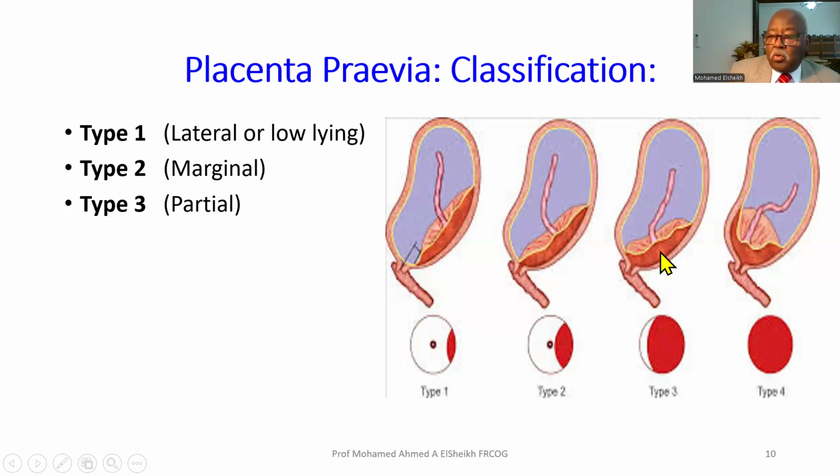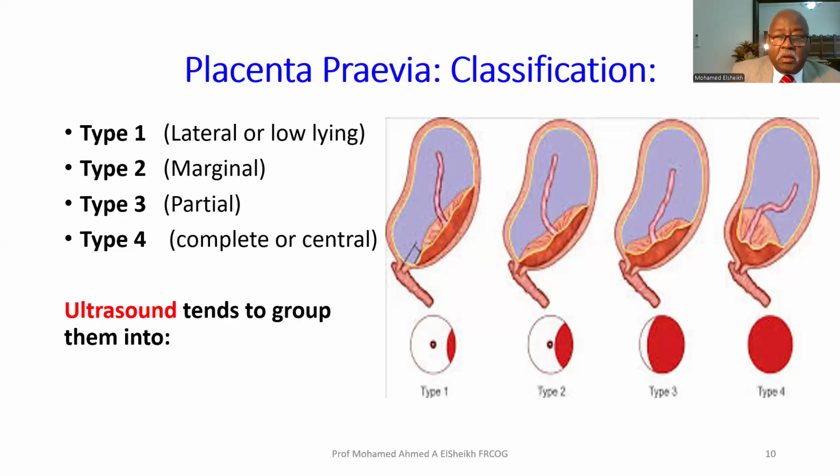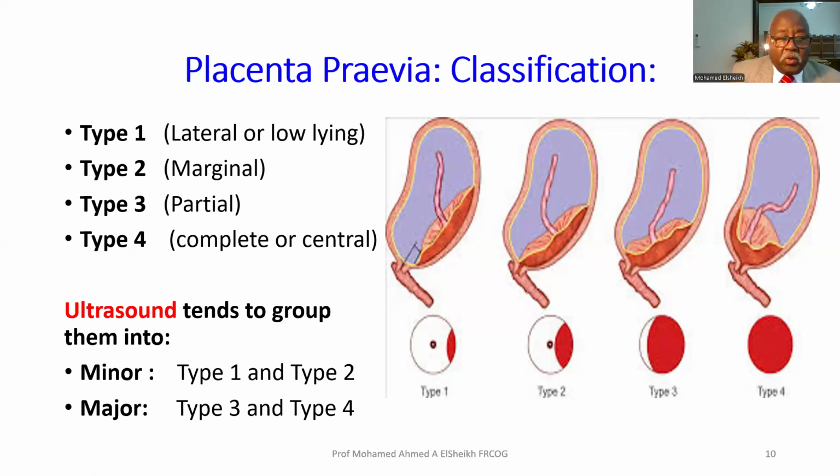It covers it partially but not fully. Type 4 is complete or central, which lies in the lower uterine segment and covers the internal os completely, even if it is fully dilated. So it's type 1, type 2, type 3, type 4. That is the clinical classification we used to say. With the advent of ultrasound now, we tend to group them into 2 groups, minor and major. Type 1 and type 2 are minor placenta previa. Type 3 and 4 are major placenta previa. And this ultrasound classification will help us when we come to the management of placenta previa.